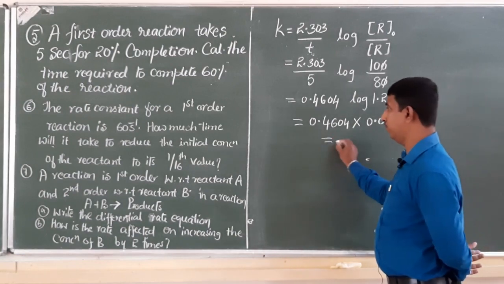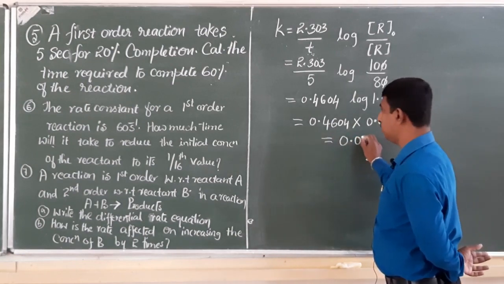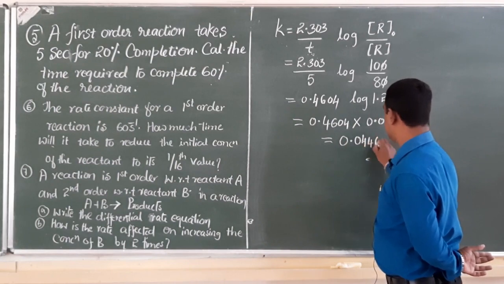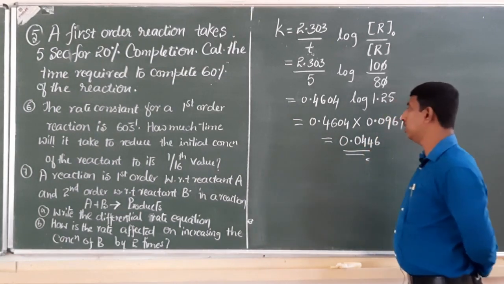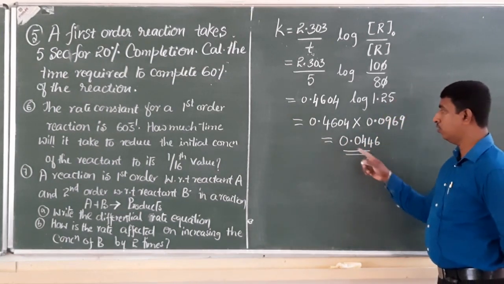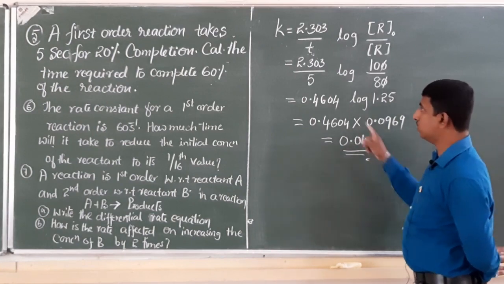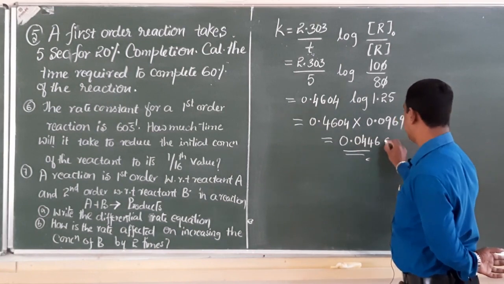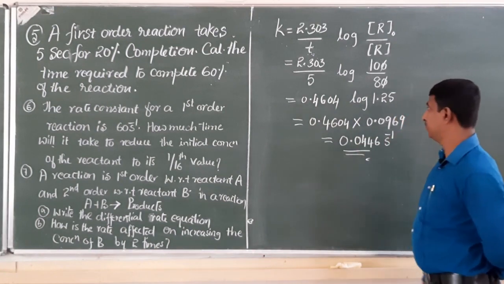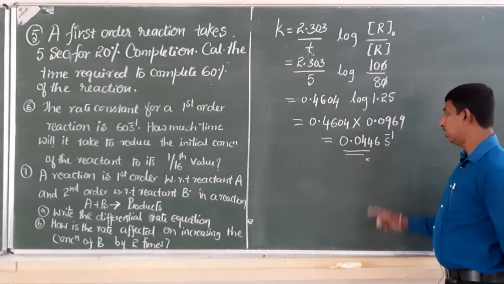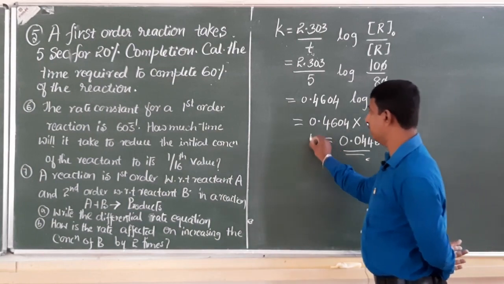0.4604 multiplied by 0.0969, on multiplying we get 0.0446. Time is in terms of seconds, so the unit is second inverse. So we got the value of K.